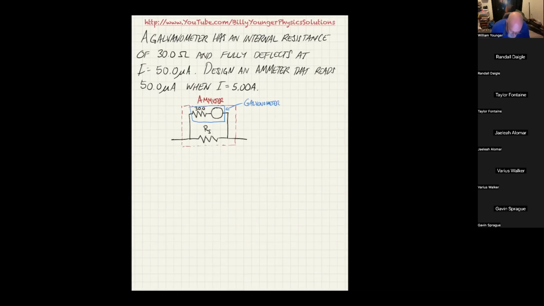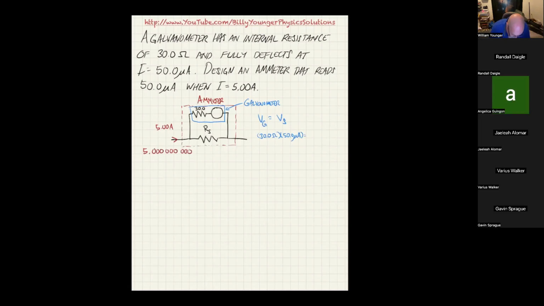Now, because they're in parallel, the V for the galvanometer is equal to the V for the shunt resistance. And the V for the galvanometer, of course, is 30.0 ohms times, when it's maximally deflected, 50.0 microamps. But that's also got to be equal to the current that goes through here, times the shunt resistance. The current that we want to go through here is really supposed to be 5 amps. So this is 5.00 amps. So I've got to find out what current I need.